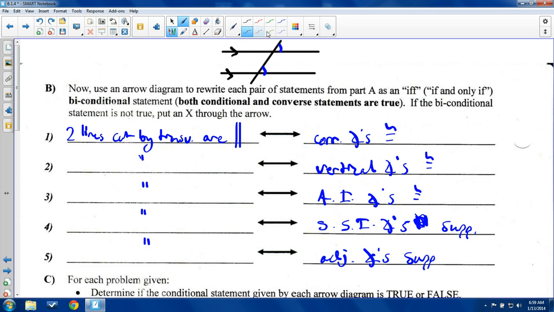Okay. Vertical angles. If vertical angles are congruent, so let's look at this set of green ones right here. Let's do this one and this one. If vertical angles are congruent, now here's the thing.